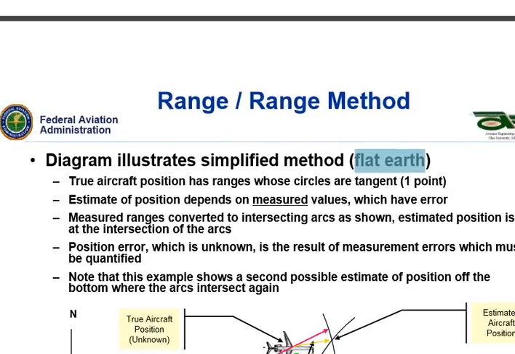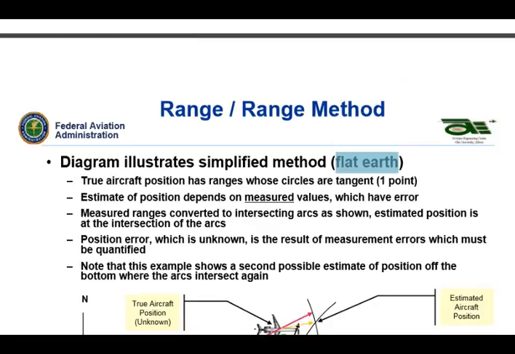FAA. Stand by. So here we have our first mention of the flat earth. Range method. Diagram illustrates simplified method. Simplified method now. I guess the globe isn't simplified. The globe, the basketball, the bowling ball, the nutsack, I don't know. The globe, spheroid, ellipsoid, it isn't simple. It is not a simplified method.